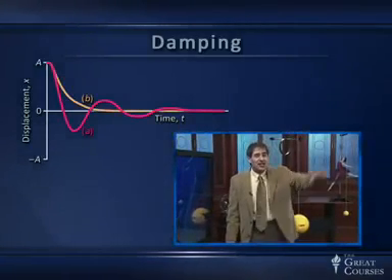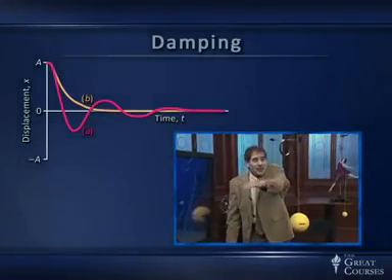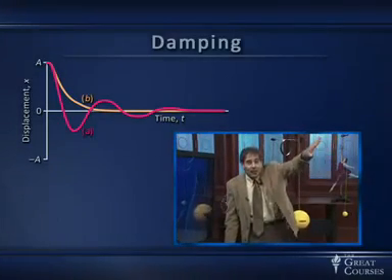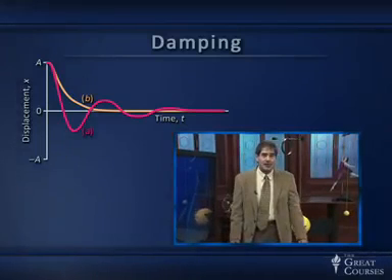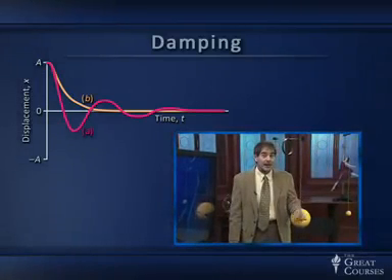But case B is the case of critical damping. That's where the damping is just right and the system stops, never even undergoes an oscillation. It quickly comes down to its equilibrium position again. And that's what you want for some systems, like a shock absorber.